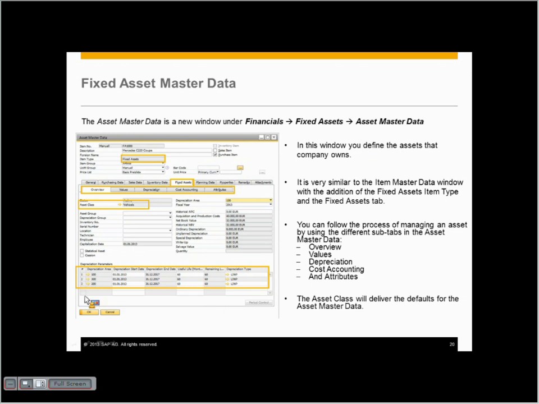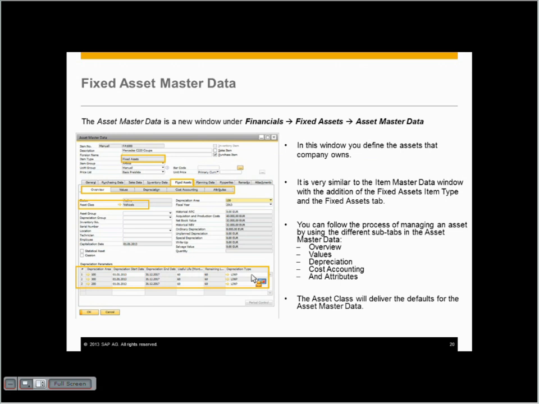Then you can define here your asset as statistical asset or as a disposal, and you have then here your depreciation parameters for your depreciation area with your depreciation start date, depreciation end date, useful life, and your depreciation type. I will show you that later a bit more in detail in the system. So now we will continue to the next slide.